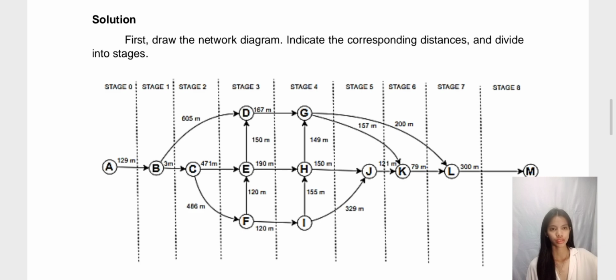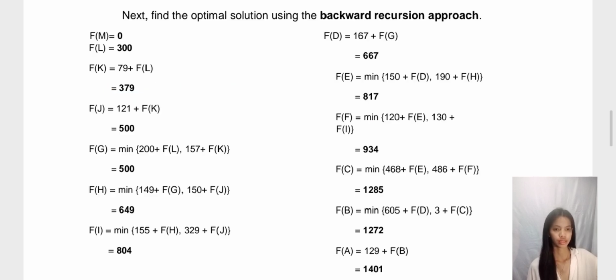So, our solution is, first, draw the network diagram, indicate the corresponding distances, and then divide it into stages. Here is our network diagram. Next, find the optimal solution using the backward recursion approach. So we start from M, where the cost is 0, and then calculate the shortest path backward.